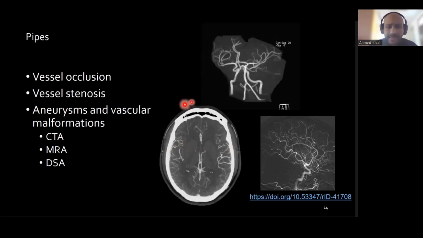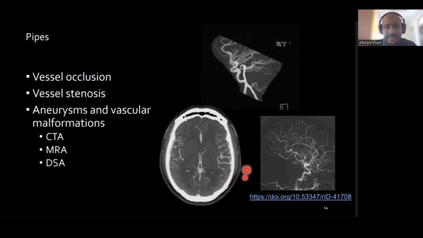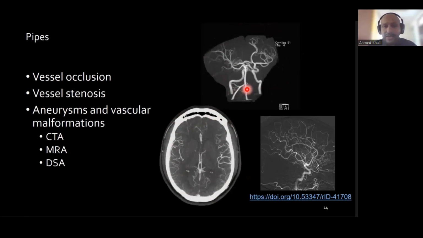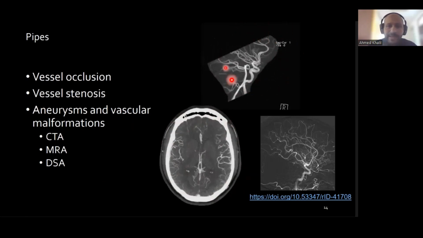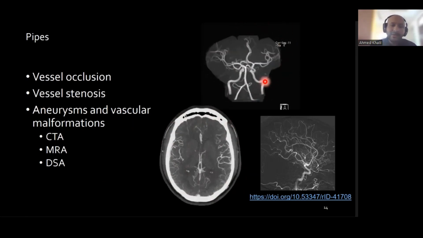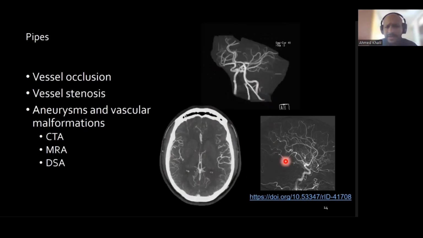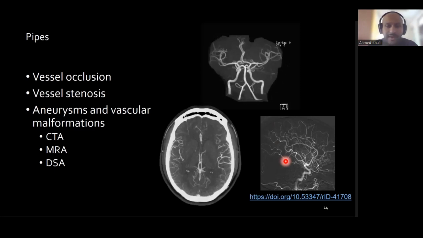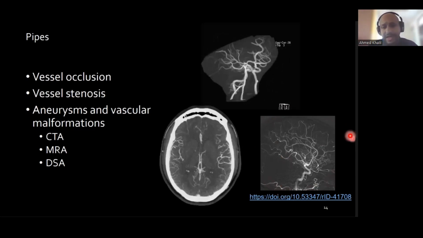We've got CT angiography with contrast agent shown here, for example. We have MR angiography with or without contrast agent. This is a time of flight angiography without contrast agent here. And then there is what is widely considered the gold standard. It's quite invasive, but also very, very useful: digital subtraction angiography, which is shown here in the bottom right.